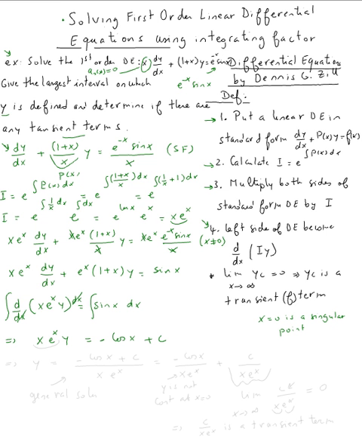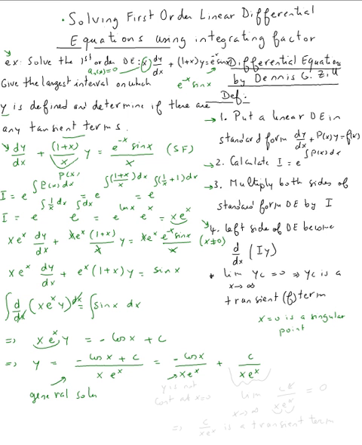What's next? We're looking for y. So let's divide by x e to the x. So negative cosine x plus a constant, everything divided by x e to the x. We can rewrite this as negative cosine x over x e to the x plus c over x e to the x. So that would be the general solution.